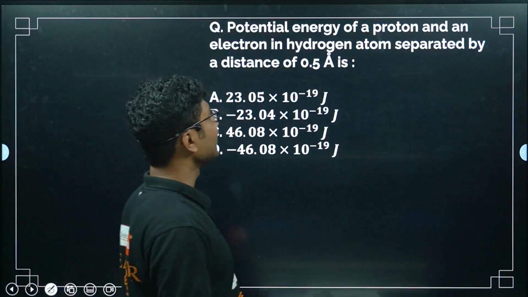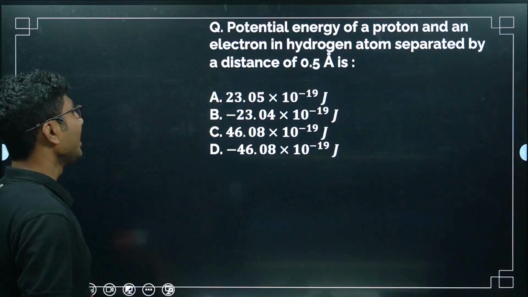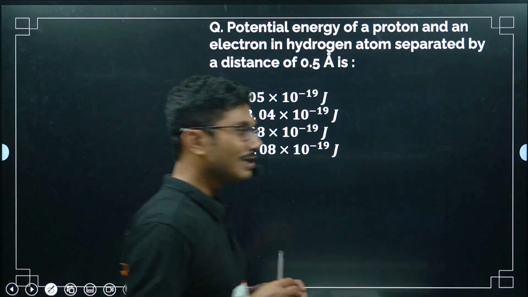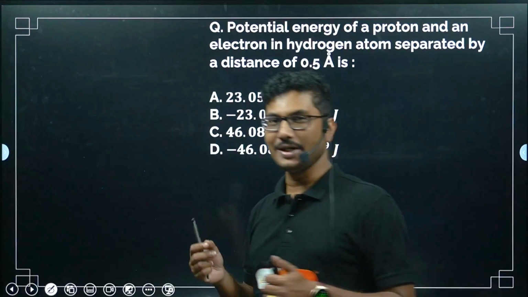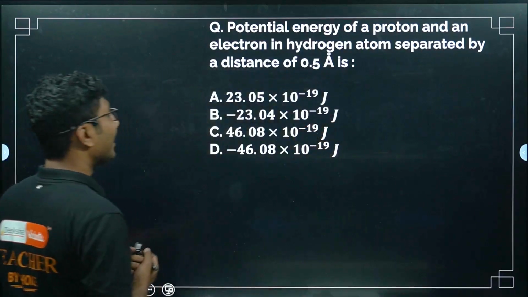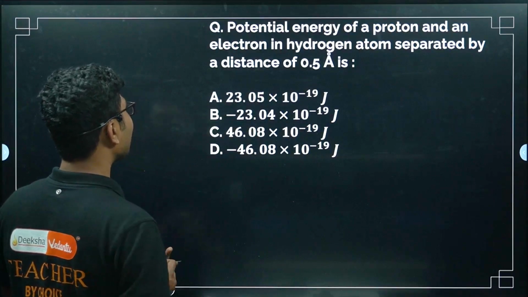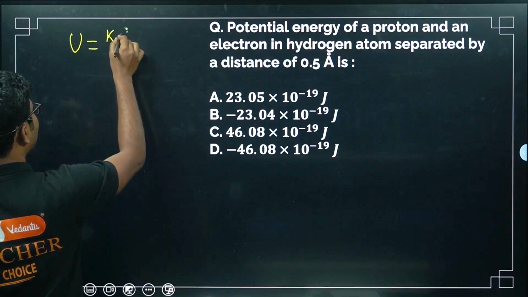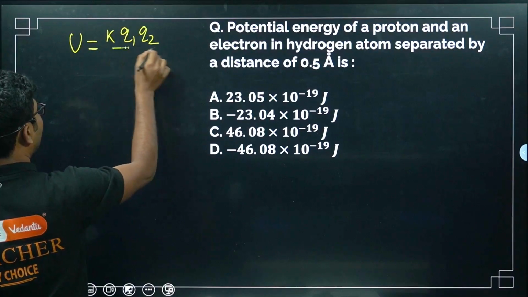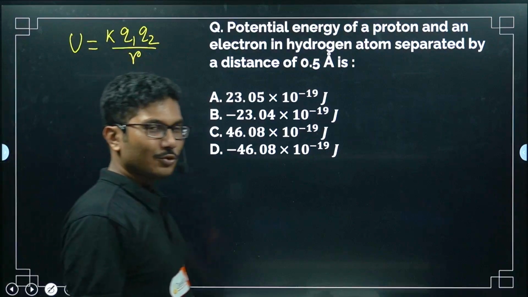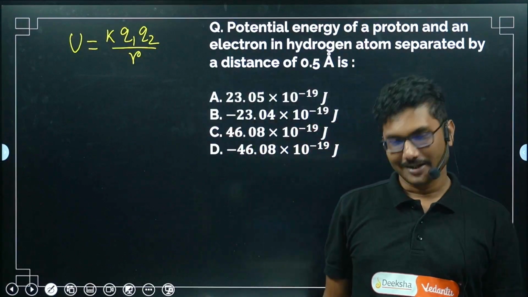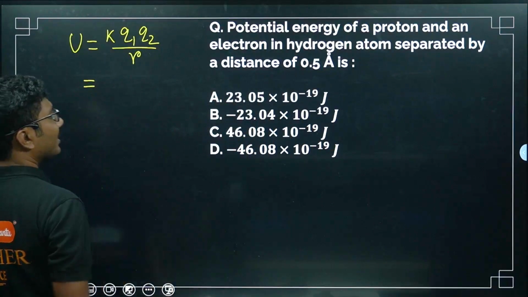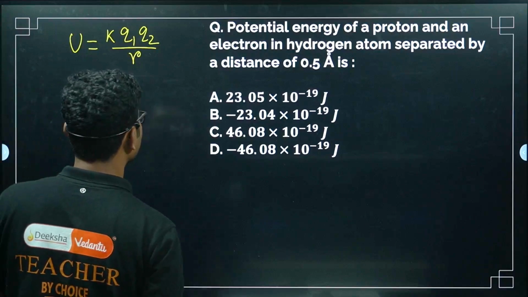Now, the potential energy of a proton and an electron in a hydrogen atom separated by a distance of 0.5 angstrom is. This is not related to a nucleus and everything. It is just simply an electrostatic problem. They have asked you to find the potential energy of a proton and an electron. We know that potential energy is given by K Q1 Q2 by R. Okay, most of the questions are coming from potential, right? No, there are some questions for electric field as well. Now they have asked you to calculate the potential energy, right?